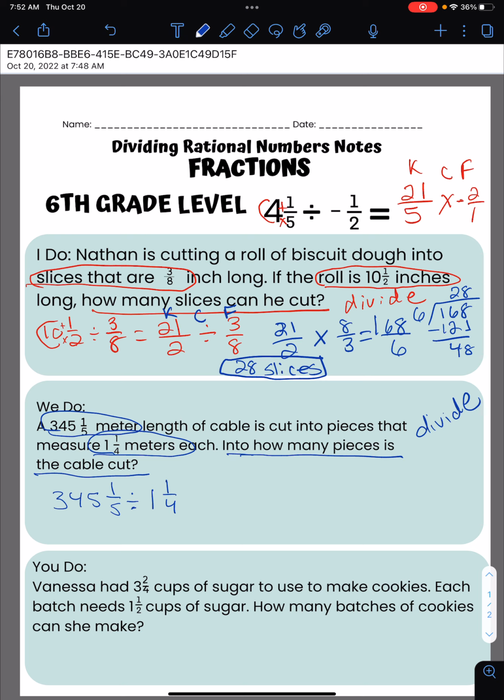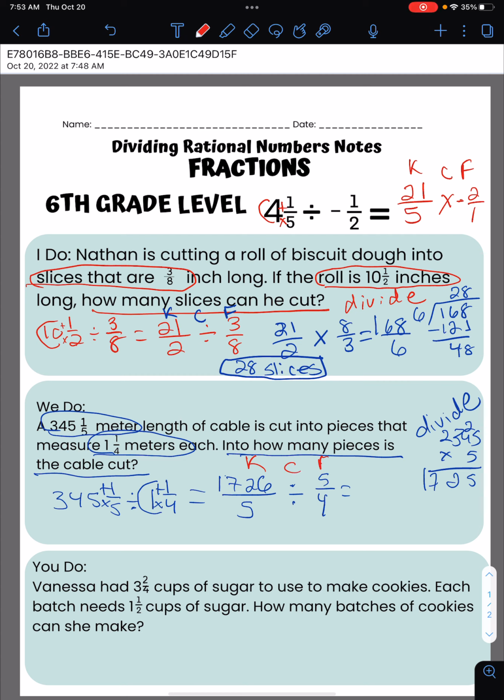So first things first, you have to do Texas. Okay, so 345 times 5 plus 1 is 1,726 over 5 divided by, okay, and then Texas again. What do you get there? 5/4 is correct. Okay, so now you're going to do KCF. Keep, change, flip. So you keep the first one, change division to multiplication and flip your last fraction.